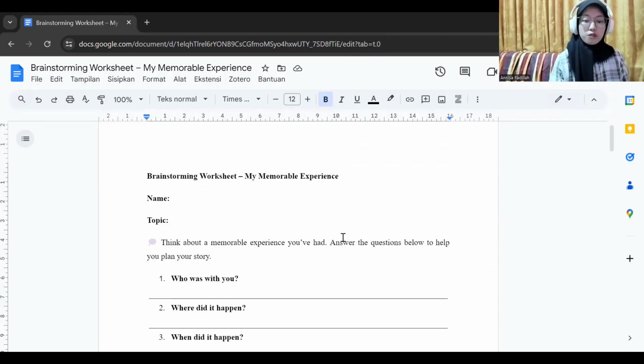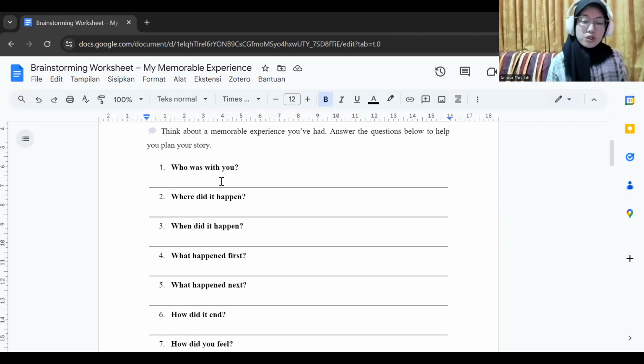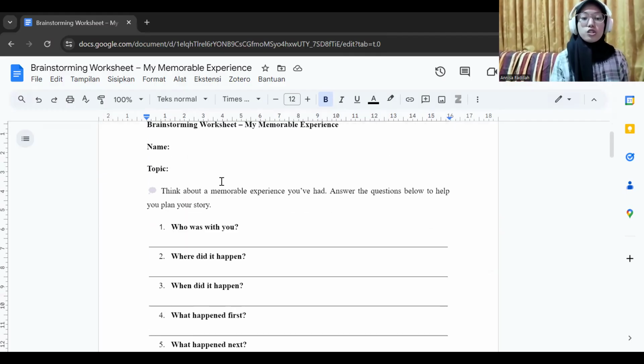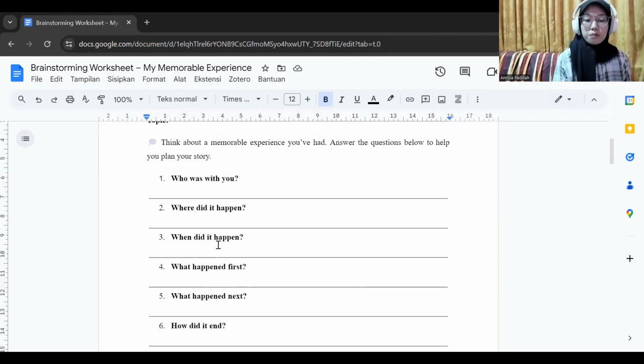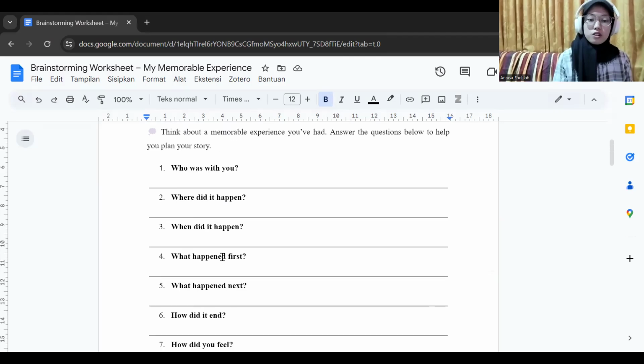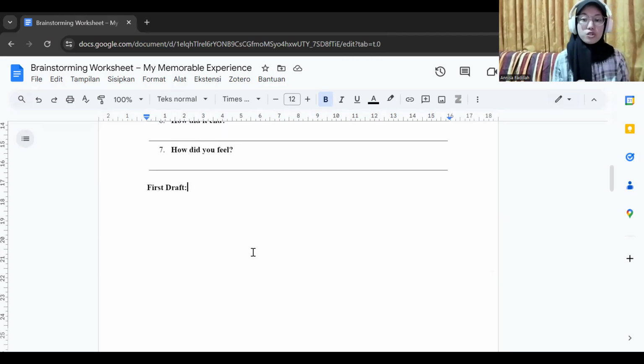So for example, like who was with you and where did it happen? When did it happen? What happened first? What happened next? And how did it end? And how did you feel? Okay, so after you answer the questions, you make the first draft. Don't forget to use generic structure and language feature that we have learned before.